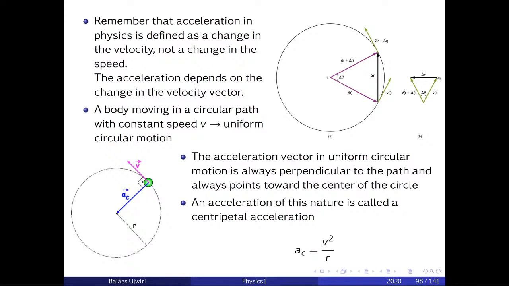For example, for a uniform circular motion, when the speed is v, this acceleration is v squared over r. So let's say v equals 1 meter per second, and the body moves in a circle with radius 1 meter: it is 1 squared divided by 1. That means there is a 1 meter per second squared acceleration every time to keep the body on a circular path.